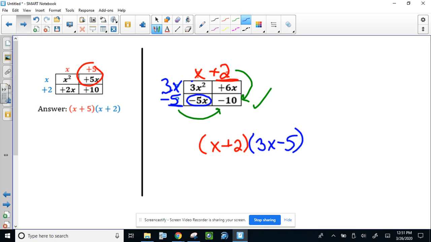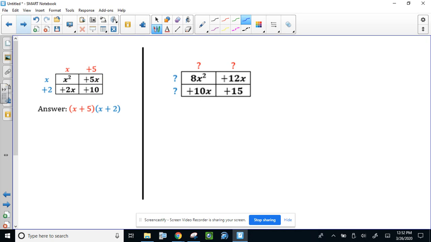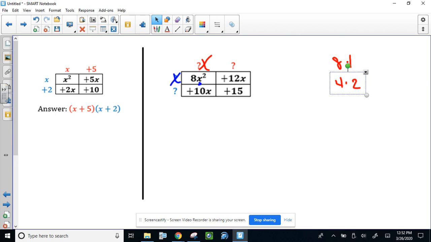Okay, so one more. Let's take a look. Now I made it even a little trickier still, bigger numbers, but they still work the same way. So we have an 8x squared. So we know that we're going to need an x and an x. That's what makes up that x squared in the box. So now the tricky part is I have an 8. What are the ways we could make 8? Well, we could do 8 times 1, or we could do 4 times 2. So we need to know which of these is going to be our factor.